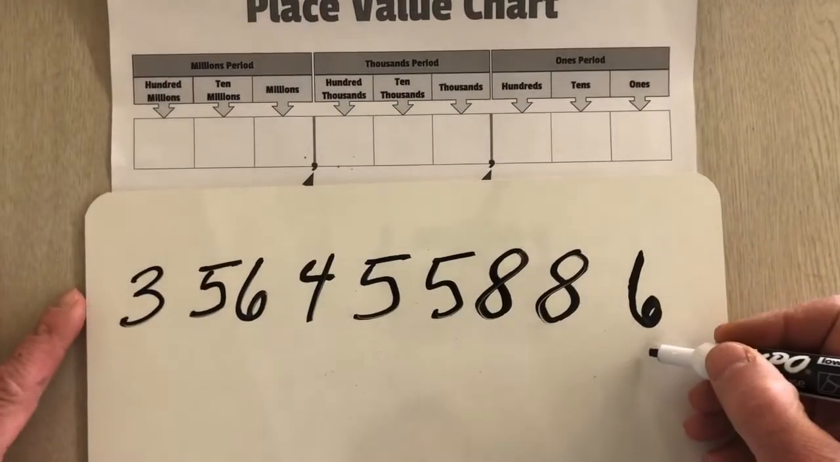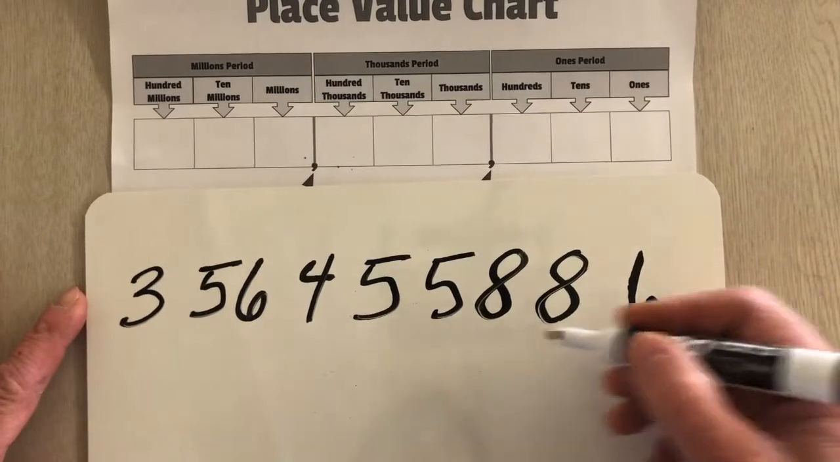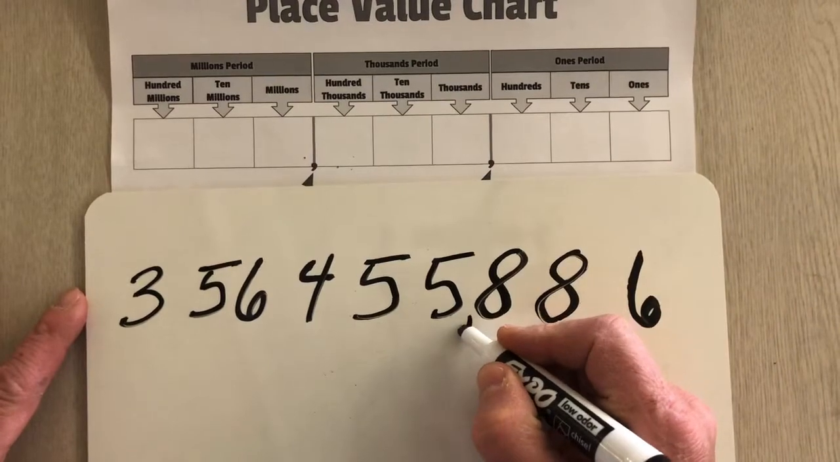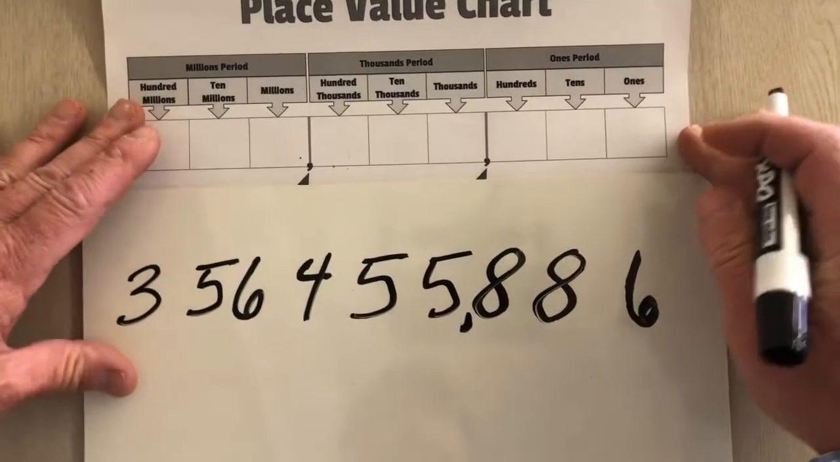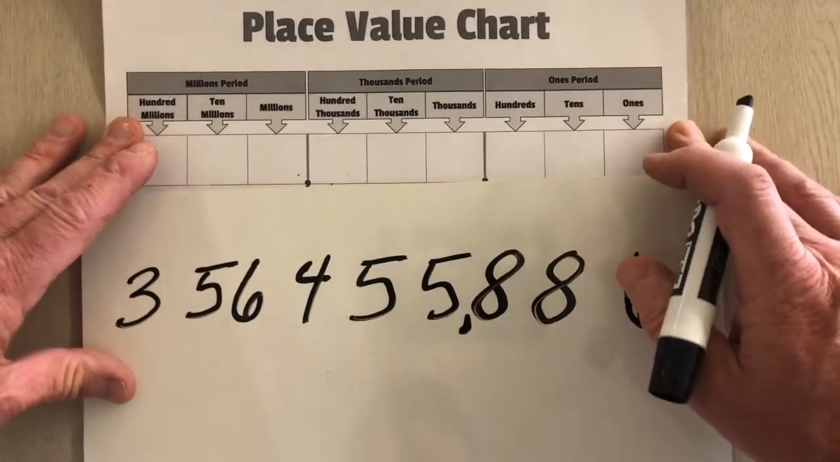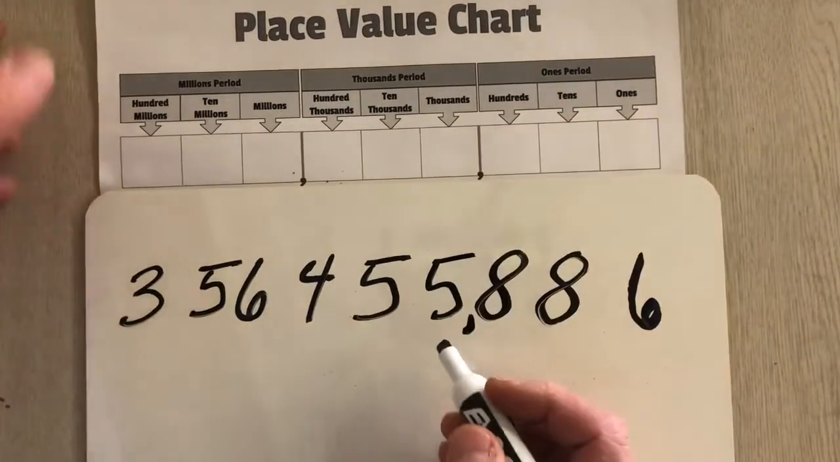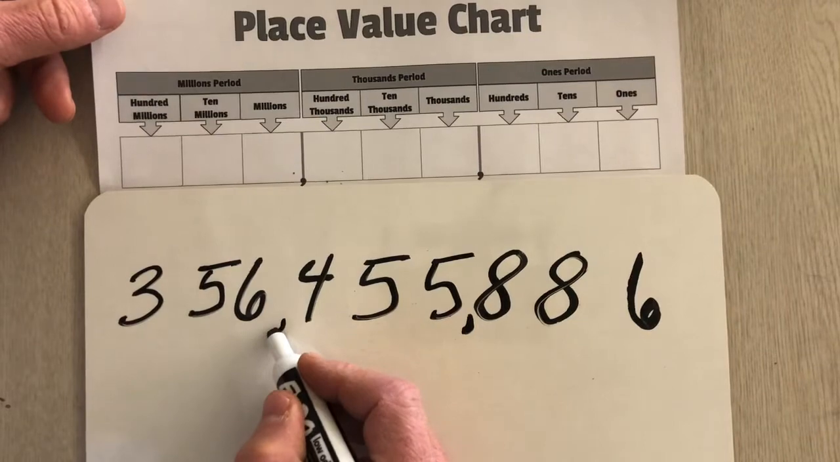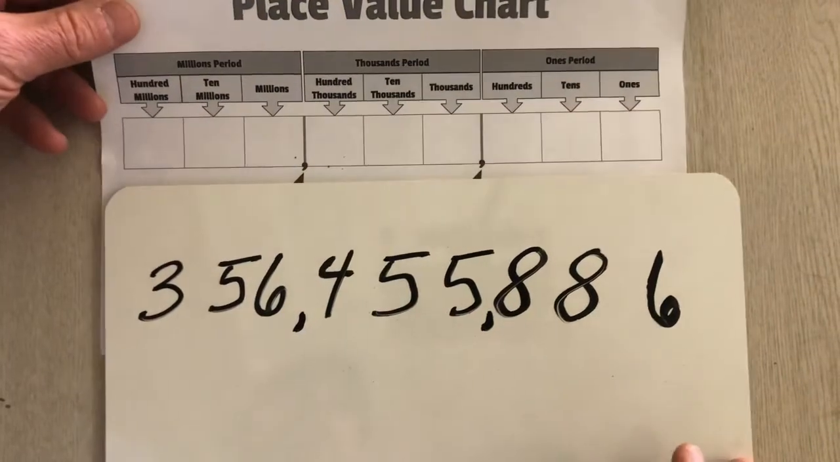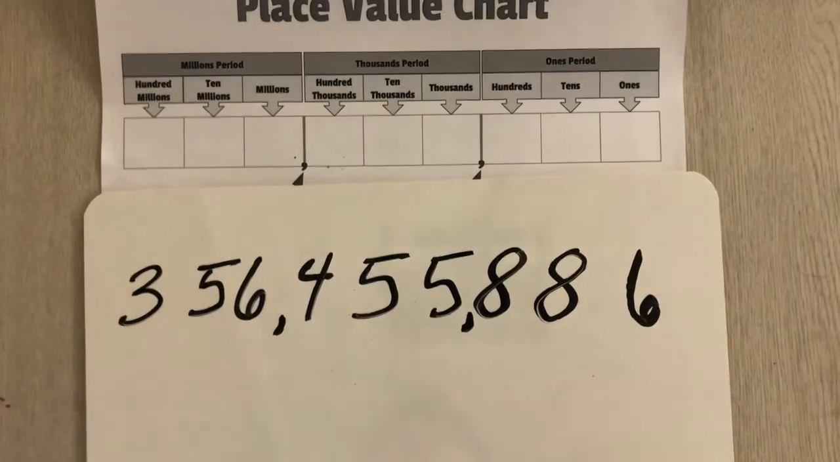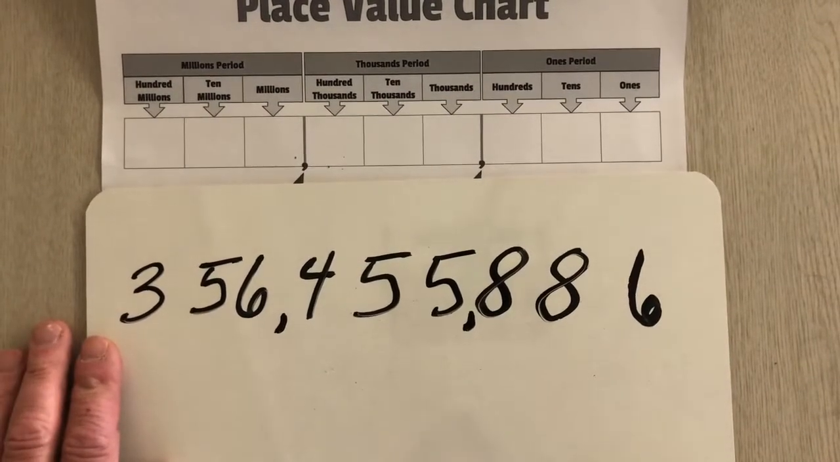So I'm going to start here, and I'm just going to count this way by 3. 1, 2, 3. And then I put a comma right here, okay? Just like you see on the place value chart, there's a comma that's going right there, all right? And then I count 1, 2, 3, put another comma. And then finally I see 1, 2, 3. I don't have any numbers past this point, so there's no need for a comma there.